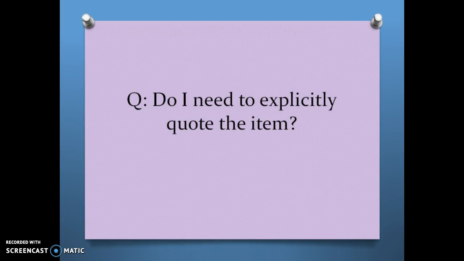Do I need to explicitly quote the item? I would suggest that if you want to make it easy for the examiner to give you marks, make it really obvious that you've used the item. You don't want to make the examiner work, so I would either put it in quotation marks or even use the words "according to the item." It's really good practice to signpost whenever you are going to do a skill like that, and it makes it easier for the examiner to give you those marks.